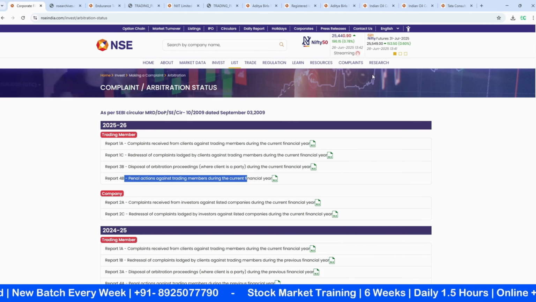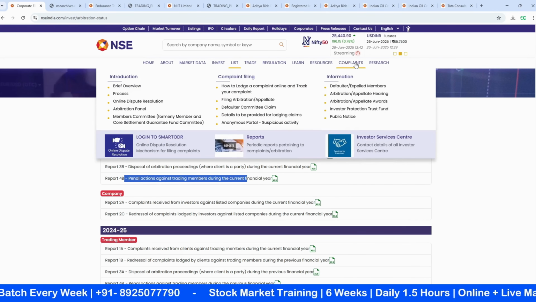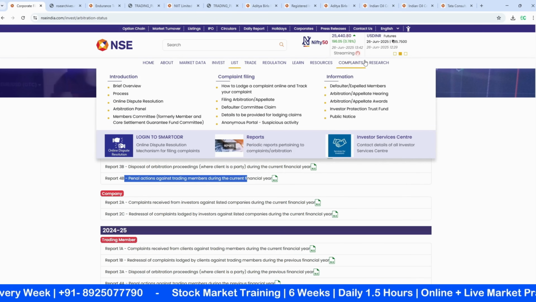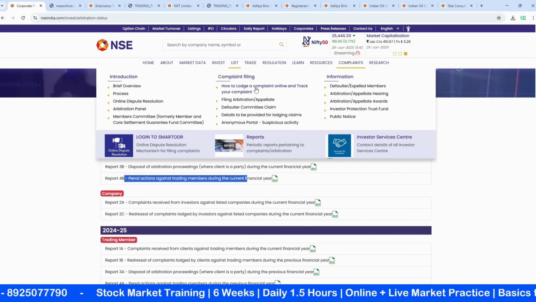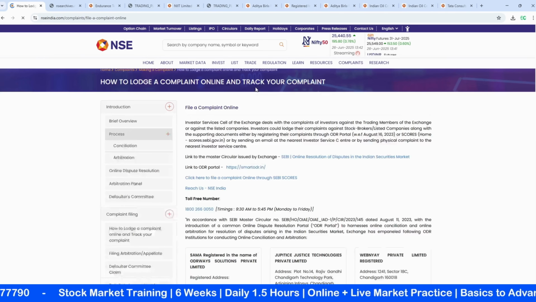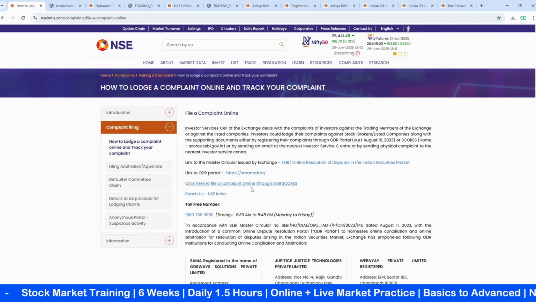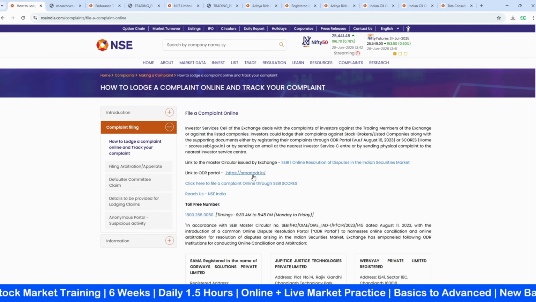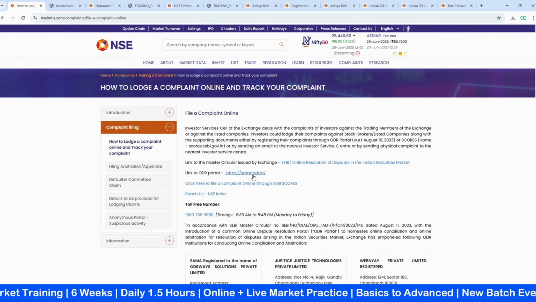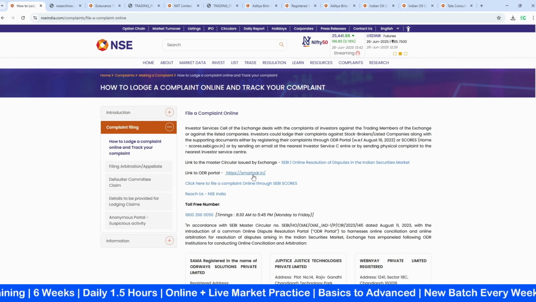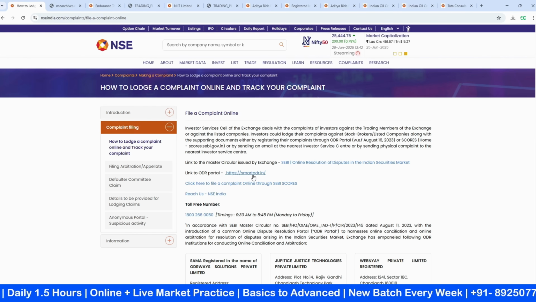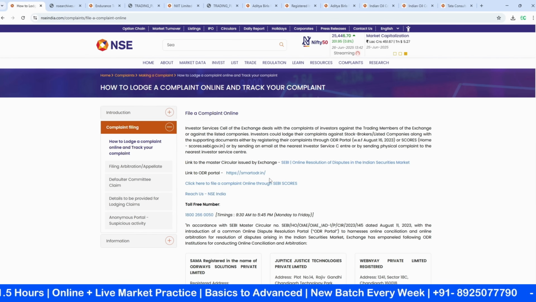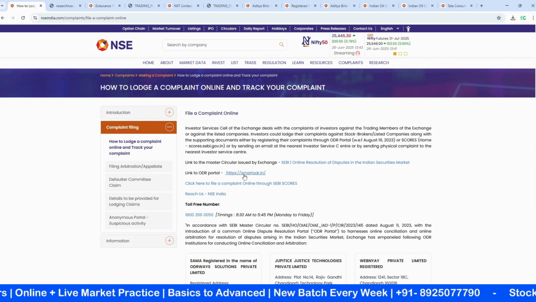By any chance, if you want to make a complaint against the broker, you can actually do that by going to the complaint section here. How to lodge a complaint online: just click into this particular one. You have two sections where you can make it. One is Smart ODR. This is from a regulatory perspective, it is made compulsory. So you can make a complaint against any registered intermediary by getting into this area, or you can go to the SEBI SCORES website. Let me take you through one, which is the Smart ODR.